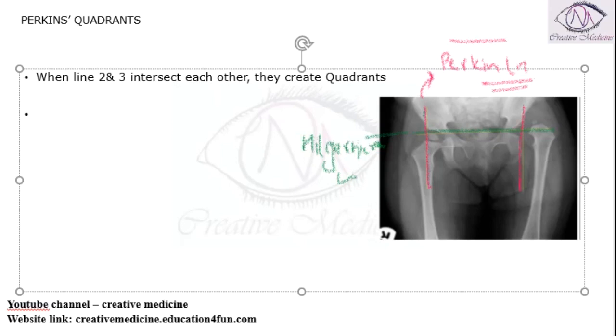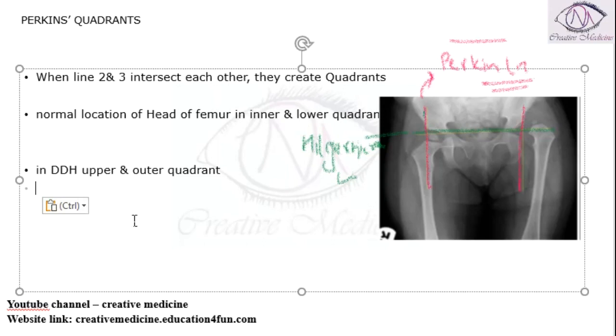The normal location of the head of the femur is in the inner and lower quadrant. Normally, the head of the femur is located in the inner and lower quadrant, whereas in conditions like developmental dysplasia of the hip, it is located in the outer quadrant.